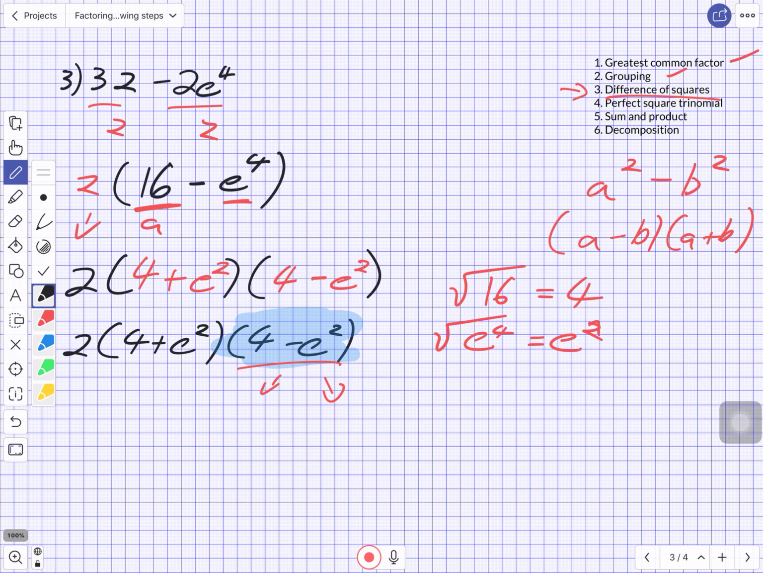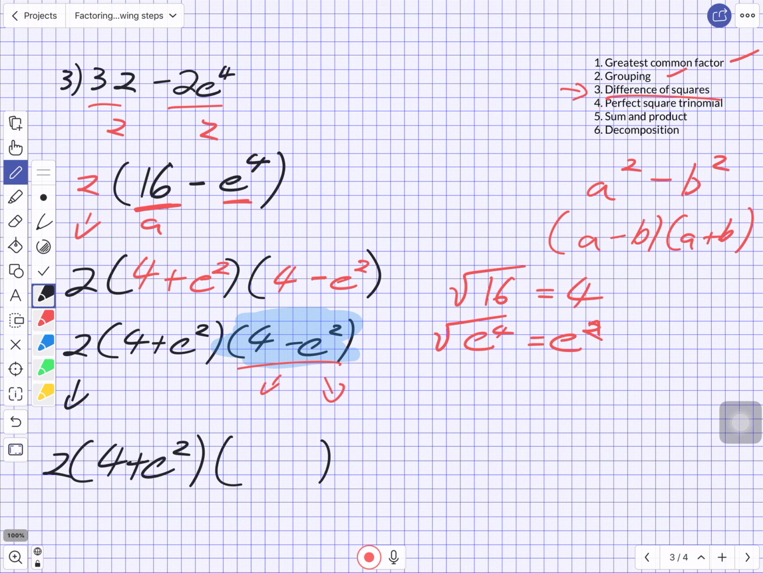What does the word difference mean? Oh, subtraction. Does this one have subtraction? No. So we can only do it with this one. I'm going to ask you quickly and see if you can get it for us. I'm going to bring down the rest of the stuff. 2, and then 4 plus e squared.